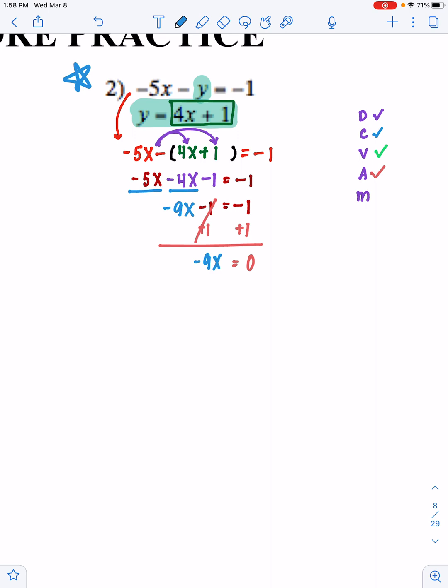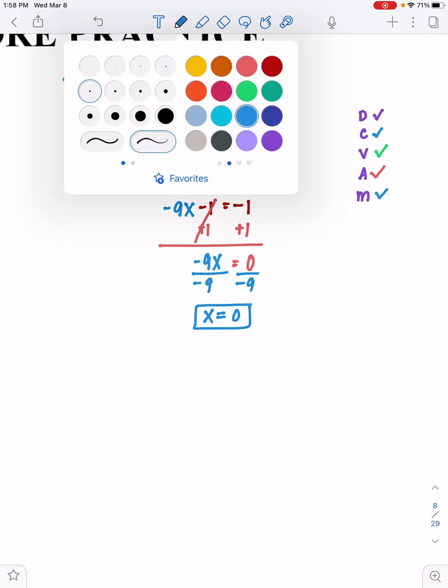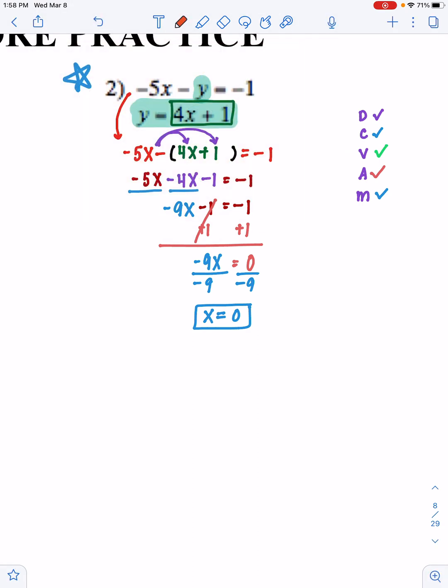Our next one is multiply or divide by your coefficient. You're dividing by -9 on both sides and you end up getting x is equal to 0. 0 is an actual number. It's okay to get 0. A lot of us are not used to that. This is the system of equations, so we are not done.